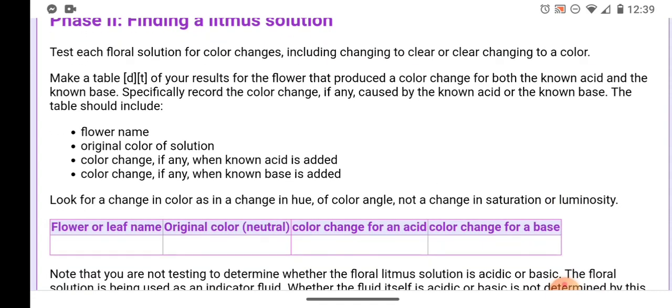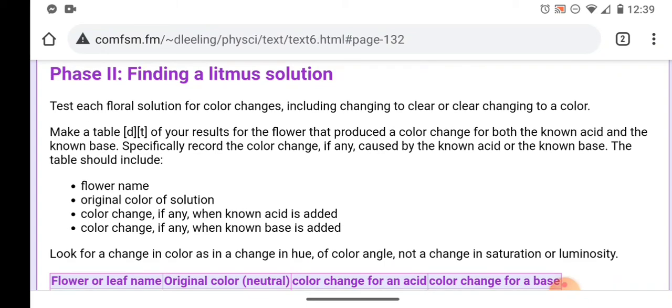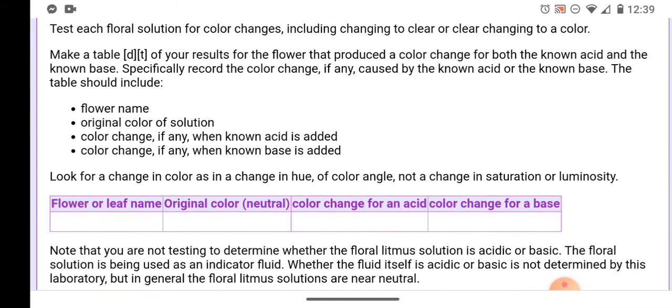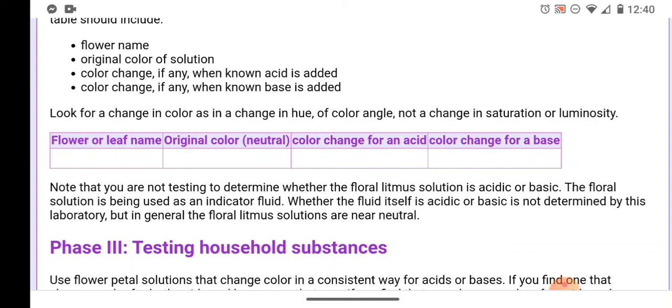The first part of the laboratory section, laboratory phase two here, is to find a flower that works. So we're going to boil a flower, and we'll test it with an acid, the lime fruit juice, and we'll test it with a base. Note that you are not testing to determine whether the floral litmus solution is acidic or basic. The floral litmus solution is being used as an indicator fluid. Whether the fluid itself is acidic or basic is not determined by this laboratory. But in general, the floral litmus solutions are near neutral.